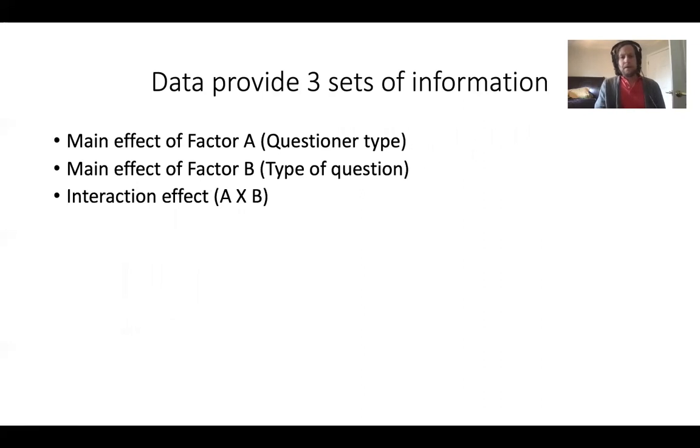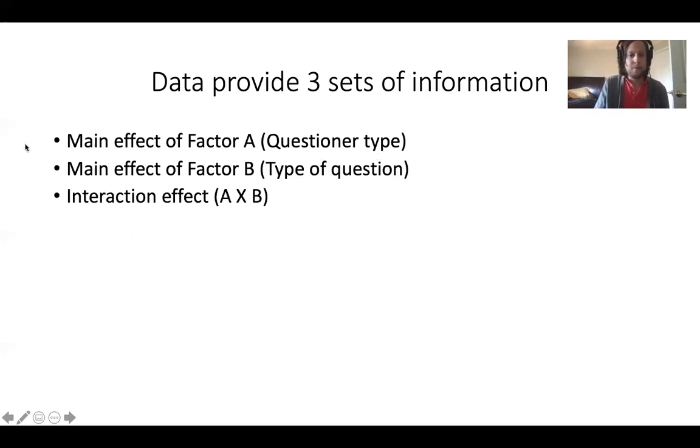In a factorial design with 2 factors, there are basically 3 p-values that will be produced by the statistical analysis, the ANOVA. Each one of those p-values could either be significant or not significant. And there'll be a main effect of factor A, the main effect of questioner type.